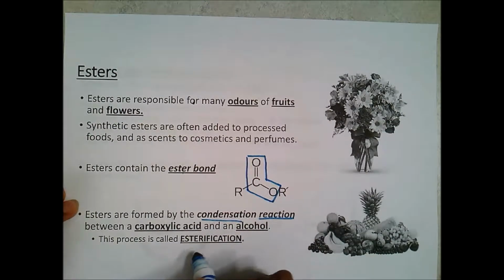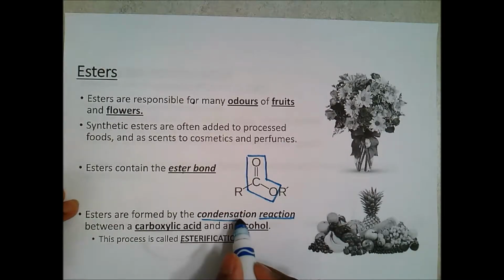And this is going to occur between a carboxylic acid and an alcohol as our starting material. So this process can also be called esterification. Condensation means that we should have water coming off our molecule.